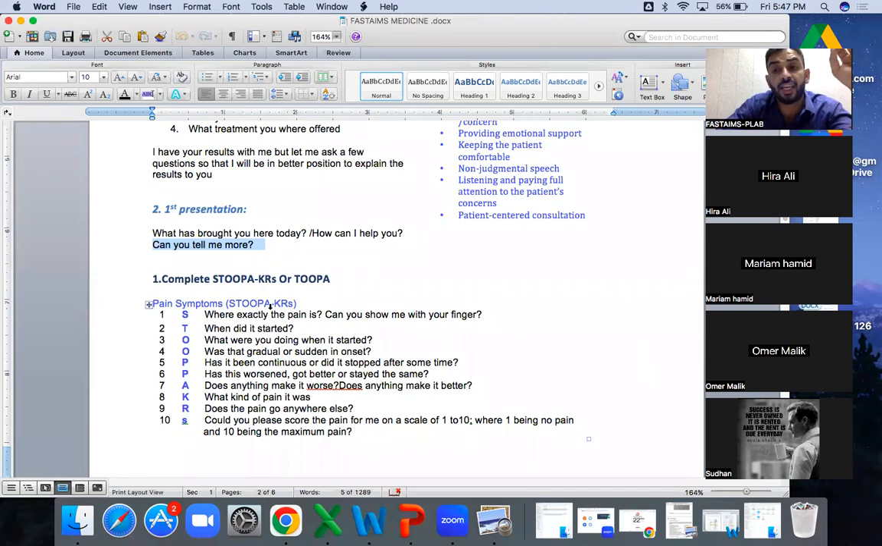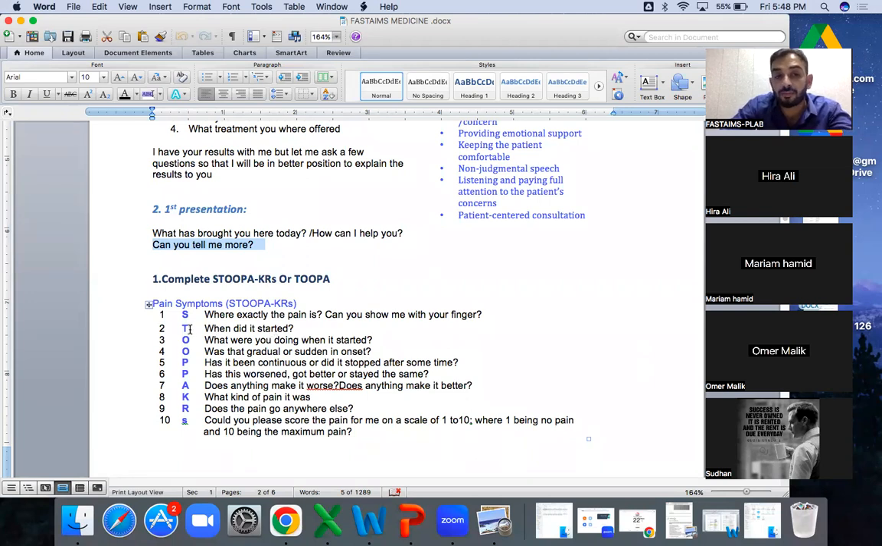What is TOOPA KRS? It is equal to SOCRATES. I have not made SOCRATES my part because it's quite easy for you to learn SOCRATES. You are going to learn TOOPA KRS in a few days, in 2 days, 3 days. But this sequence which we have made comes to mind very quickly. For example, where exactly is the pain? As for site, where exactly is the pain? Can you please show me with your finger?